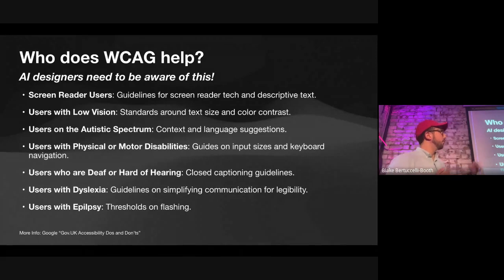There's standards around text size and color contrast. The WCAG is for users on the autistic spectrum. There's context helpers and language suggestions. A lot to do with simplifying the way information appears on a page. WCAG is for users with physical and motor disabilities. Guides on input sizes and keyboard navigation. Very important. Everything should be navigated by a keyboard because not everybody can use a mouse. That's a key kind of takeaway.